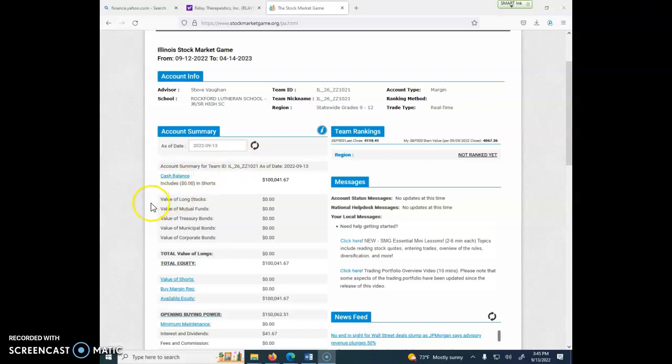As we move down here, it says value of long stocks. Whenever you buy a stock in the stock market game, it will be showing up here in your value of long stocks. We're buying what's called longs. That's basically just buying regular old stock. Once you have bought some stock, you'll have something showing up here, the value of your stock.